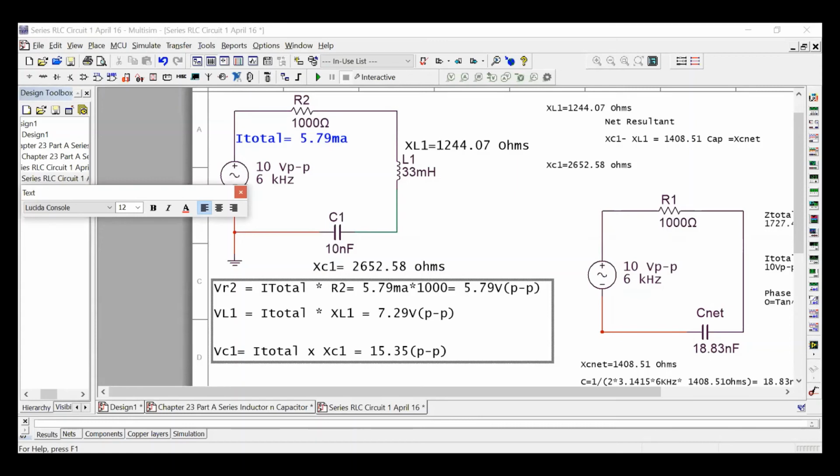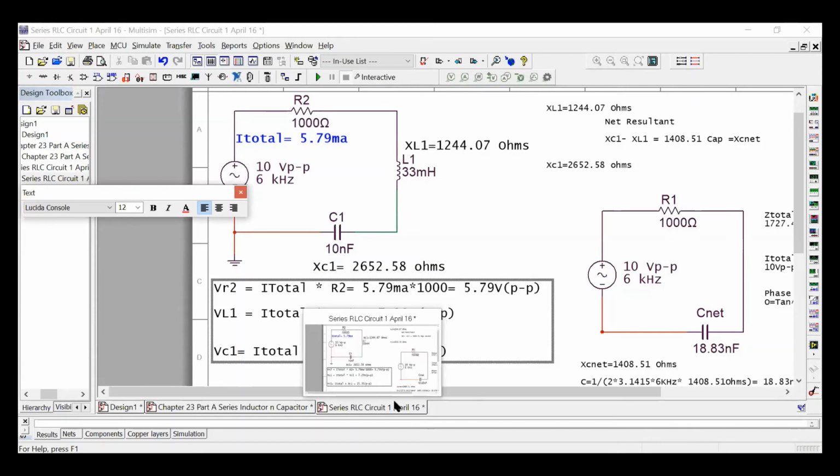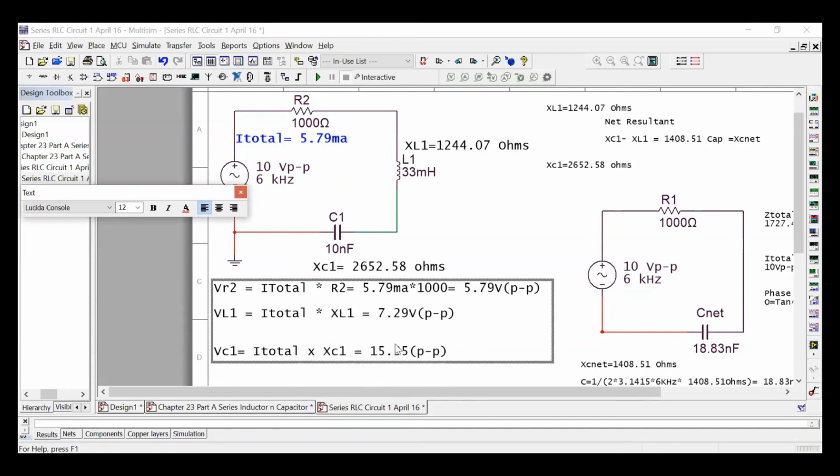Oh, I'm correct. I'm doing something else wrong. 15.35 minus 7.29, subtract them. That's 8.06. There we go. Okay, I see what I did wrong. That looks correct. Hold on, I'll tell you in a second, guys.